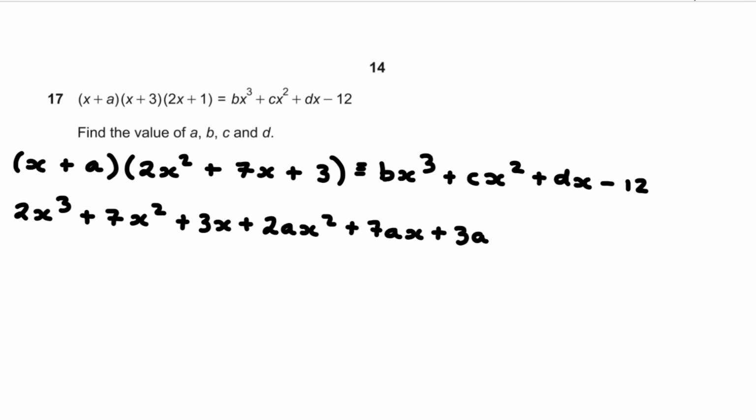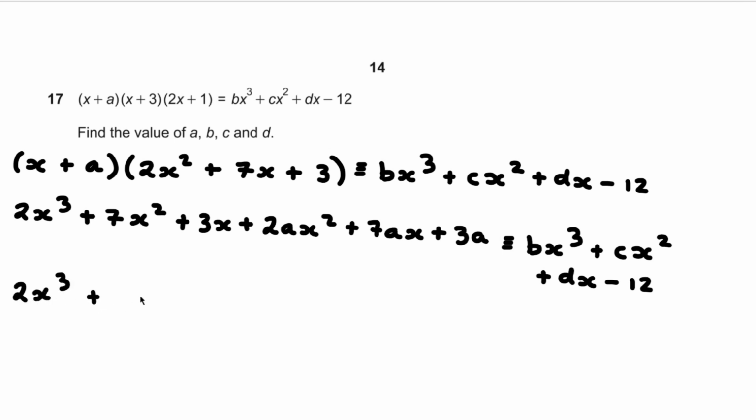And what this is equivalent to is bx cubed plus cx squared plus dx minus 12. Now let's group the terms together. We've got the 2x cubed, and in terms of the x squareds, I've got 7 plus 2a of them, then in terms of the x's, I've got 3x plus 7ax, so I've got 3 plus 7a x, and in terms of the numbers, I've got a 3a.